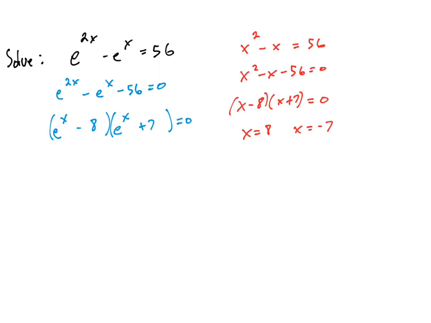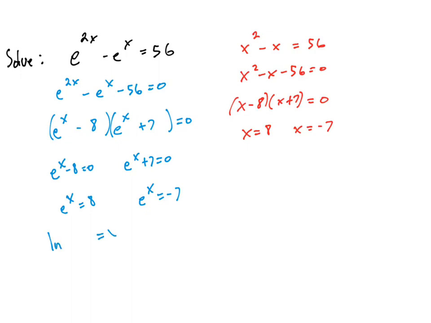So from there, we just set each factor equal to 0 and solve. So we get e to the x is equal to 8. e to the x is equal to negative 7. Okay, so now these are simple exponential equations. I'm going to convert this into a log equation. The base is e, so this will be ln.